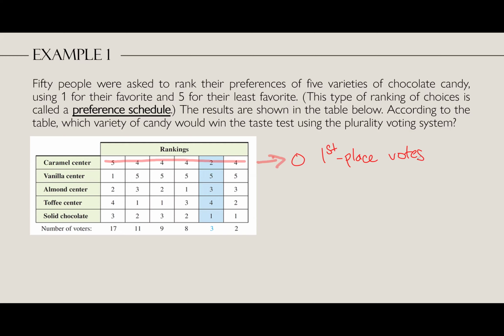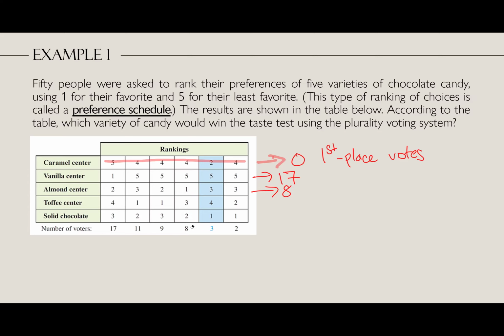Let's look at vanilla. How many first place votes did vanilla get? I'm going to look for all the ones for vanilla. Looks like here I have a 1. And how many people put vanilla as first? Well, that's exactly 17. So vanilla has 17 votes. Let's move on to the almond center. Almond, I'm going to look and see, do I have any first place votes? Here I do see a first place. How many people voted that way? I see 8. So almond has 8 votes.